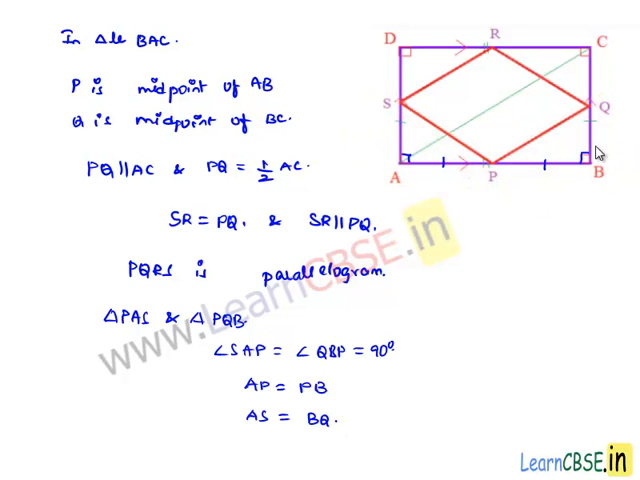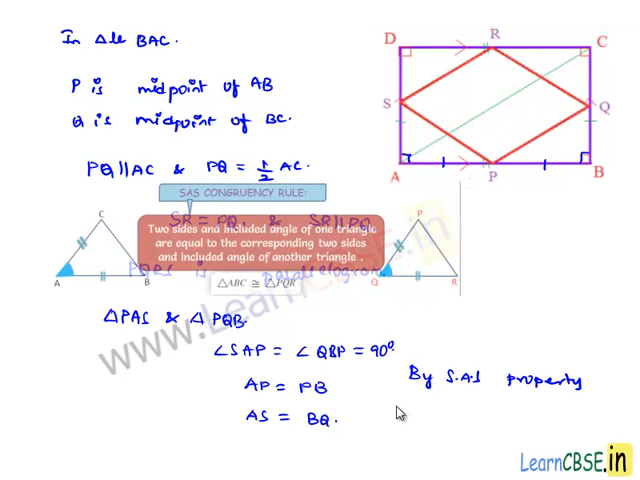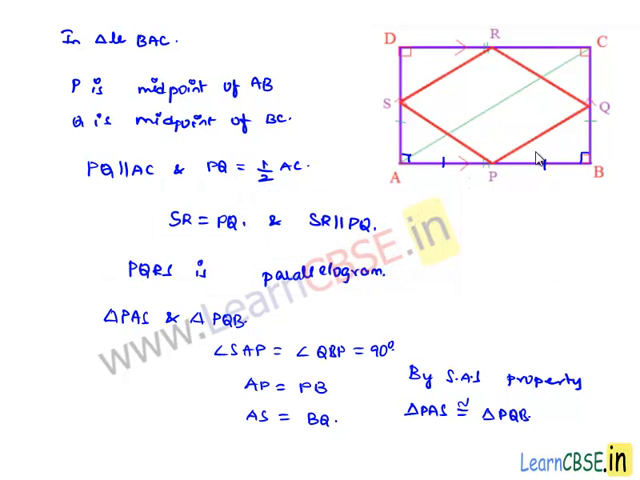Now in triangle PAS and triangle PBQ, according to the SAS property, the two triangles are congruent. That is, triangle PAS is congruent to triangle PBQ. When two triangles are congruent, the corresponding sides and corresponding angles will be equal. Therefore PS will be equal to PQ. Now in parallelogram PQRS, we have got that adjacent sides are equal. We know that a parallelogram with adjacent sides equal is a rhombus. Therefore we can say PQRS is a rhombus.